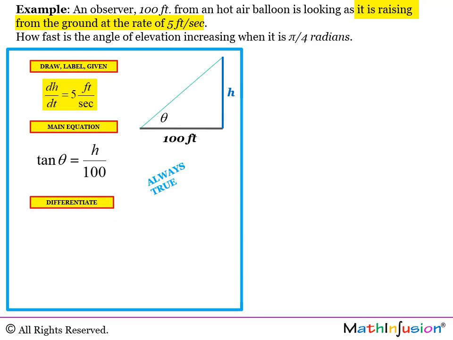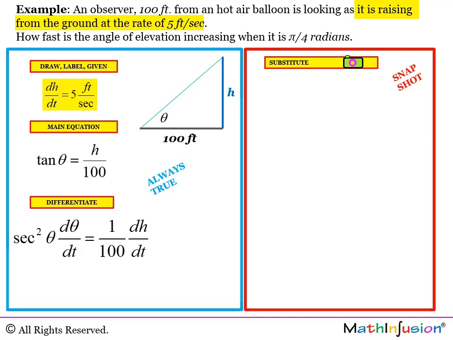Both theta and h are depending on time. Now we're going to differentiate. We will get secant to the power of 2 of theta, d theta dt, because theta is a function of t. And this equals 1 over 100, it's just a constant. And when we differentiate h, we get dh dt.